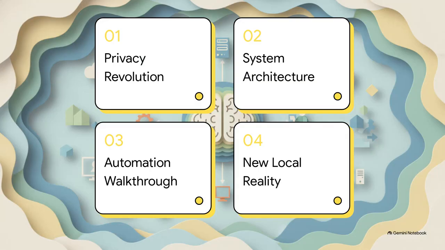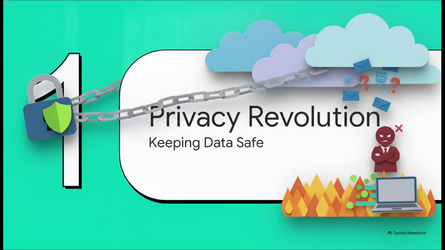So here's our roadmap for this explainer. First, we'll cover the privacy revolution. Second, the system architecture. Third, an automation walkthrough. And finally, we'll look at the new local reality. Okay, let's dive right into section 1, the privacy revolution.